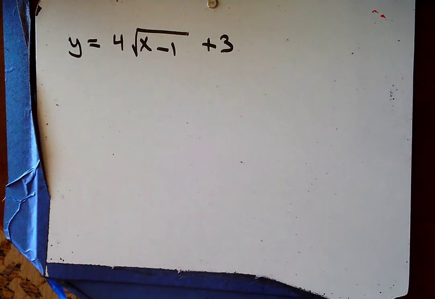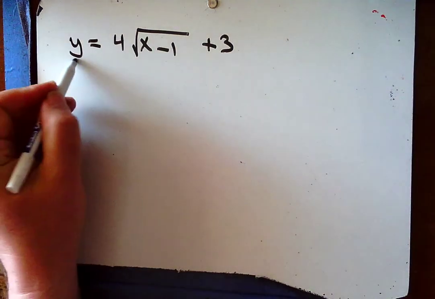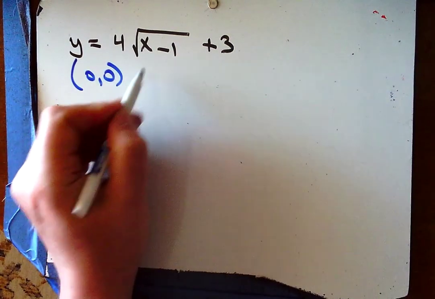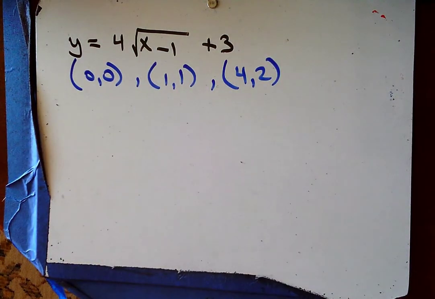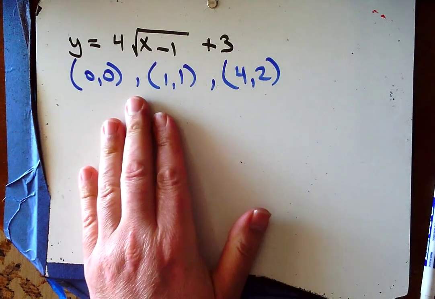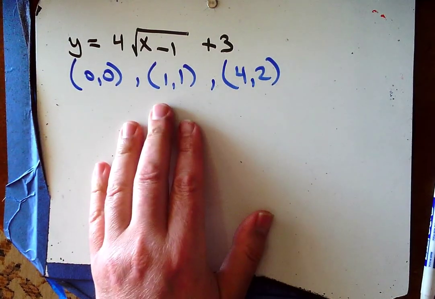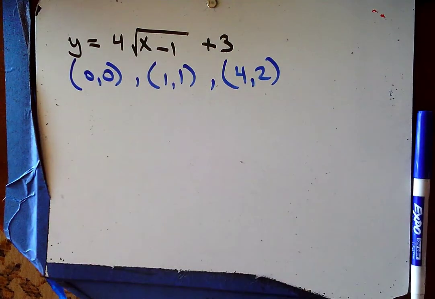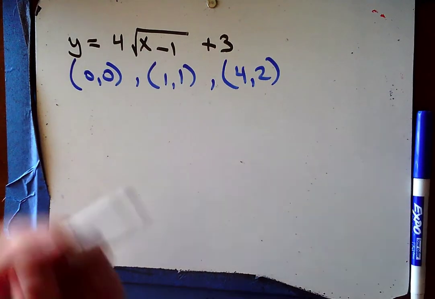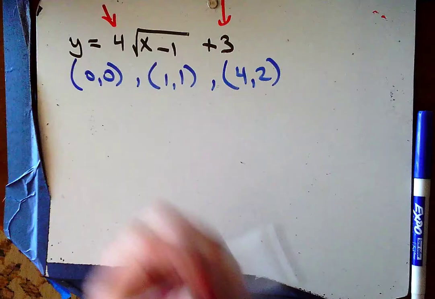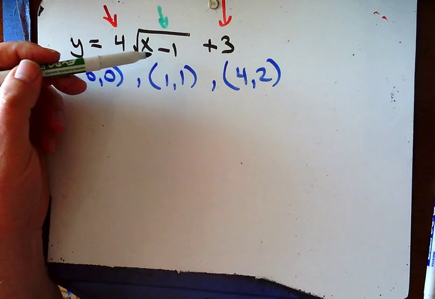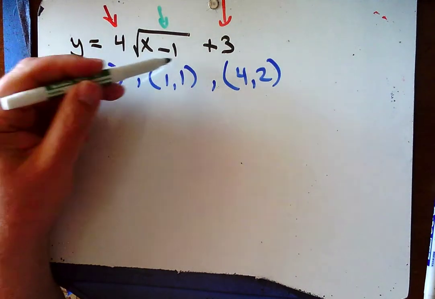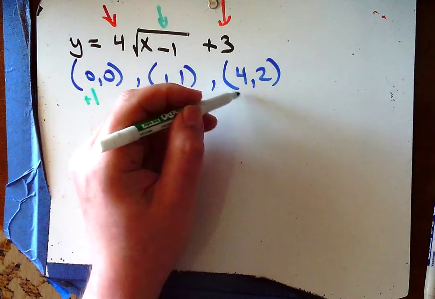Okay, so I know that when I start this, I have to start with the reference points, 0, 0, 1, 1, 4, 2. And remember, we said a few videos ago, these reference graphs, you have to have them memorized cold. You have to know their shapes and their reference points, because look, we can't do this transformation stuff without knowing it. All right, what do I see? I see 2 y transformations, and I see 1 x transformation. I know inside is opposite land, so I see -1, which means I do +1.